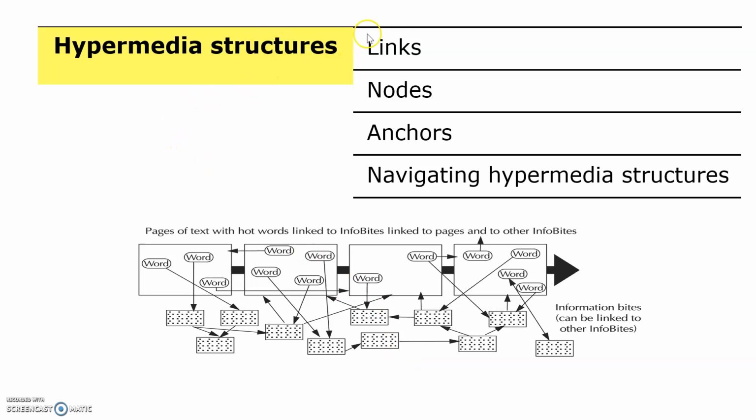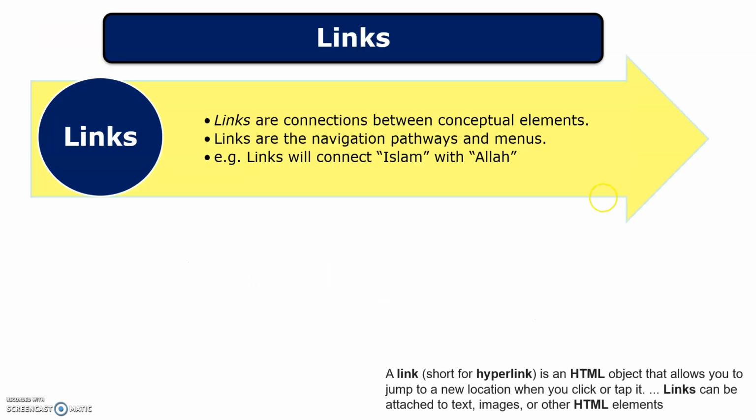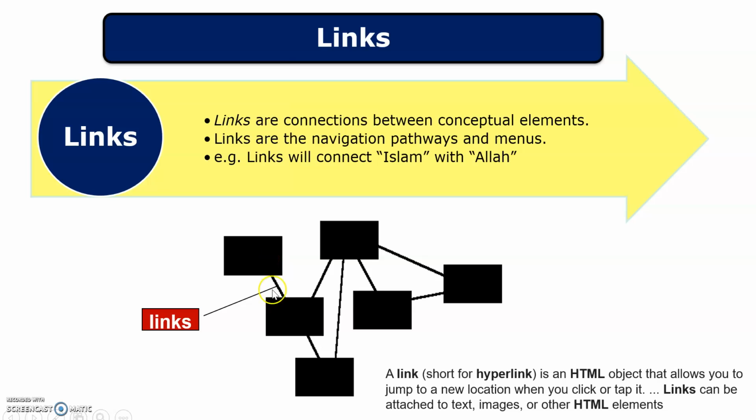So, for hypermedia structures, there are four, which are links, nodes, anchors, and navigating hypermedia structures. So, what are links? Links are connections between conceptual elements and also the navigation pathways and menus. This is the example of the link. A link, short for hyperlink, is an HTML object that allows you to jump to a new location when you click or tap it. And links can be attached to text, images, or other HTML elements.